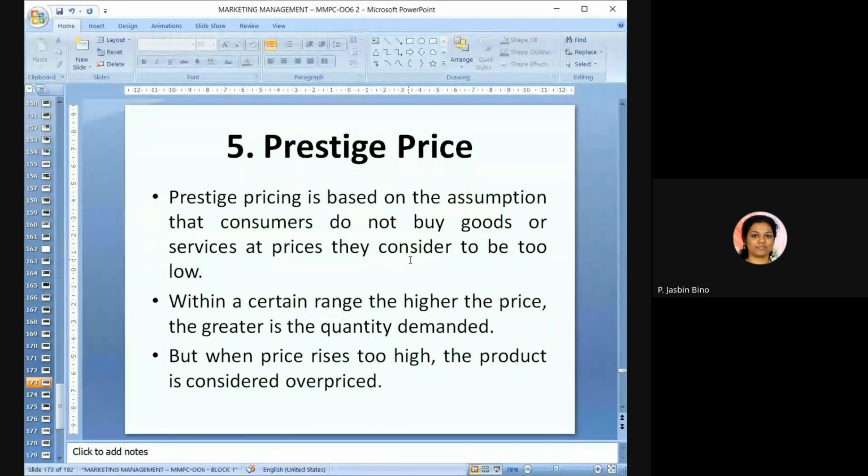So they'll be thinking that when the price increases, the quality of the product also increases. But when the price rises too high, the product is normally considered an overpriced product.